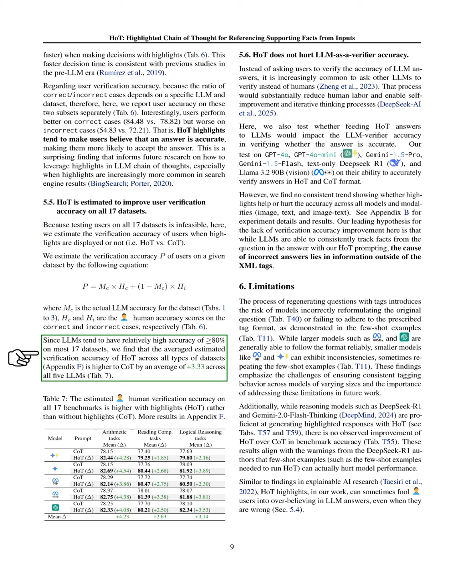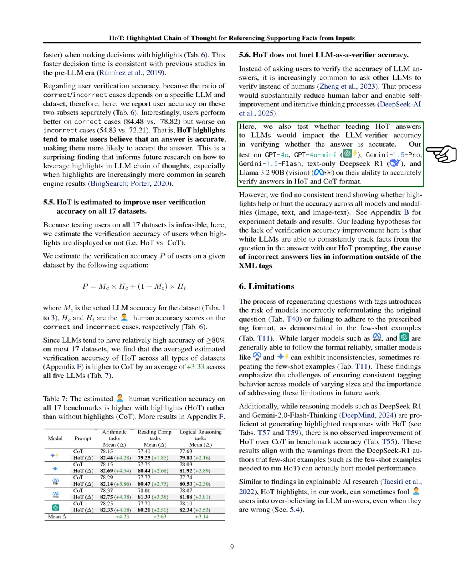We observe that language models generally achieve around 80% accuracy on most datasets, and we find that the average estimated verification accuracy of HoT is about 3.33 points higher than CoT across 5 language models. Importantly, HoT does not negatively impact the accuracy of language models as verifiers. Instead of having humans verify language model answers, it is becoming more common to use other language models for this task, which can reduce human effort and promote self-improvement.